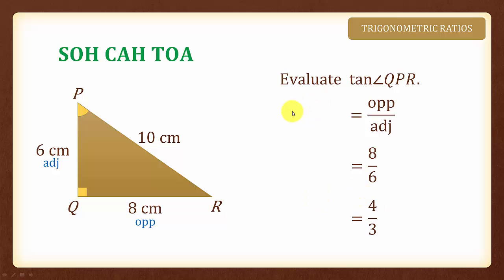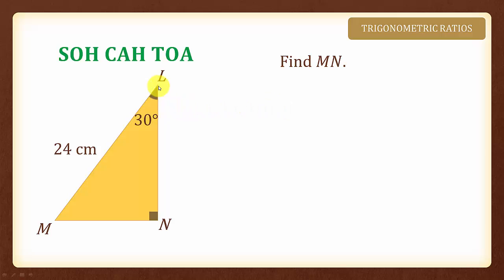Now, let us use the trigonometric ratios to help us to find angles and lengths of a right-angled triangle. In this right-angled triangle LMN, we are asked to find the length MN. Given the angle 30 degrees, can you identify which is the hypotenuse, opposite and adjacent side? Yes, the 24 cm here is the hypotenuse, and MN here is the opposite side. Now, we do not need to label this side here because we are not using this side, neither are we given the length. So, using opposite and hypotenuse, can you identify which trigonometric ratio we should use?